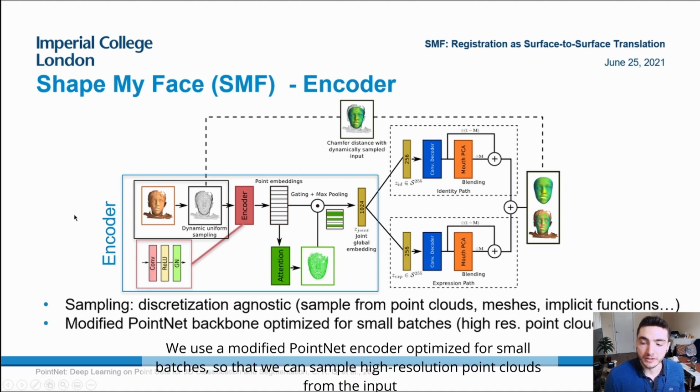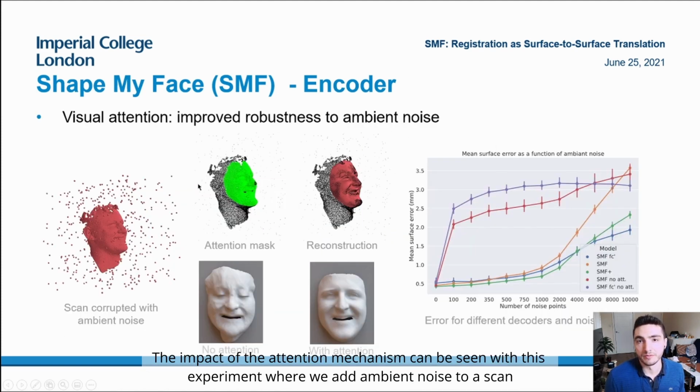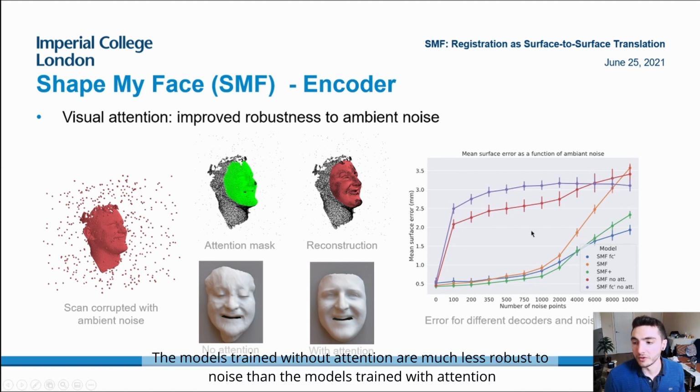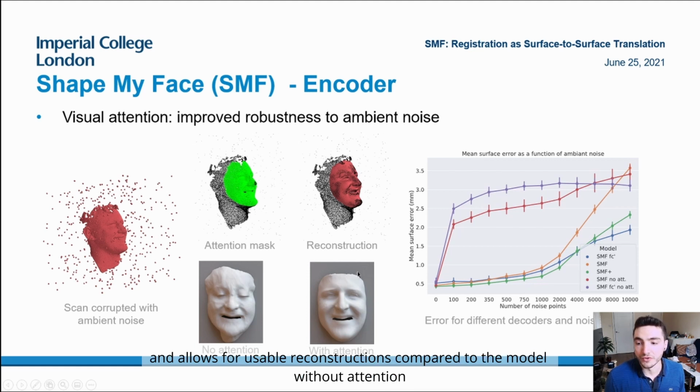We use a modified PointNet encoder optimized for small batches so that we can sample high-resolution point clouds from the input. We also introduce a novel visual attention mechanism to replace cropping with learned segmentation and gating and for improved robustness to noise. The impact of the attention mechanism can be seen here with this experiment where we add ambient noise to a scan. The models trained without attention are much less robust to noise than the models trained with attention. This is further seen here with these renderings where we can see that the attention mechanism successfully segments out the face and allows for usable reconstructions compared to the models without attention.